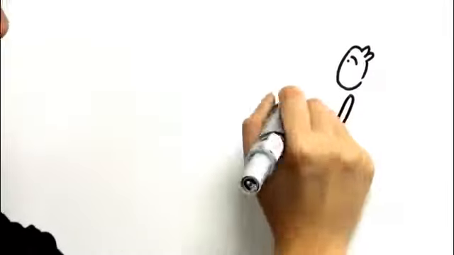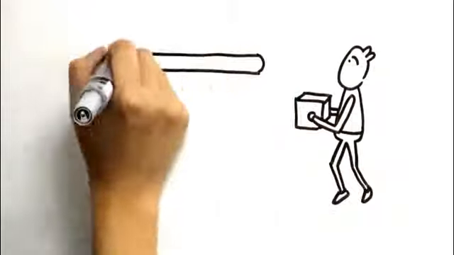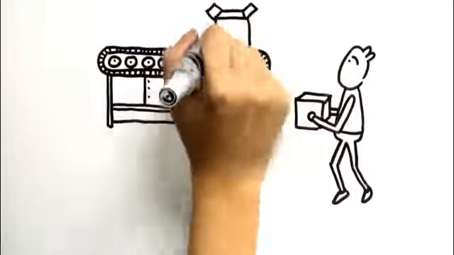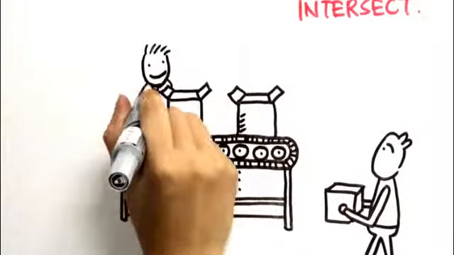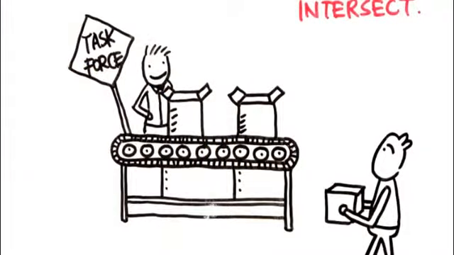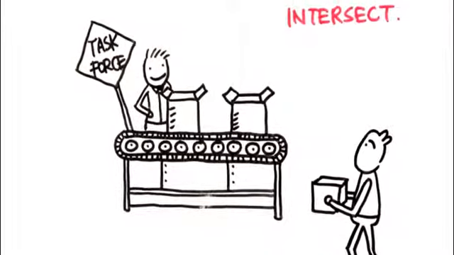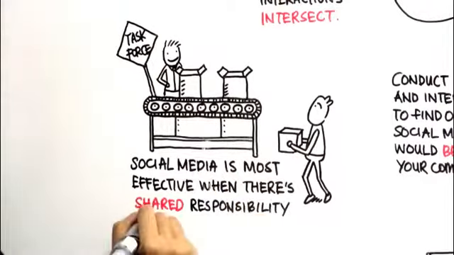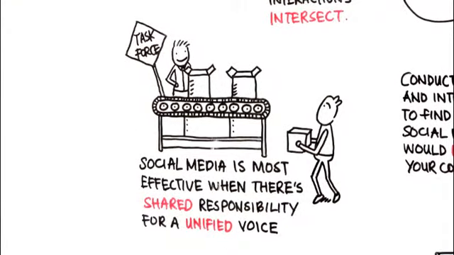Time to turn inward now and map responsibilities among your team. It is important to distribute the roles among the key stakeholders by setting up a social media task force around key responsibilities. Social media is most effective when there is shared responsibility for a unified voice.